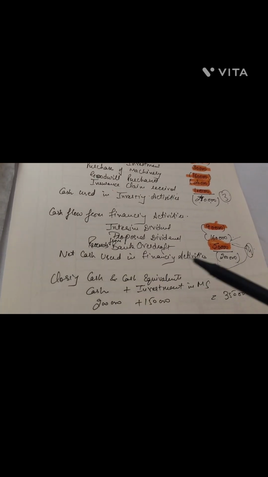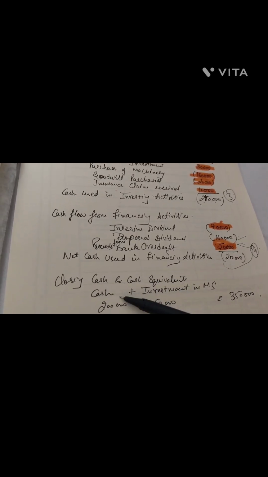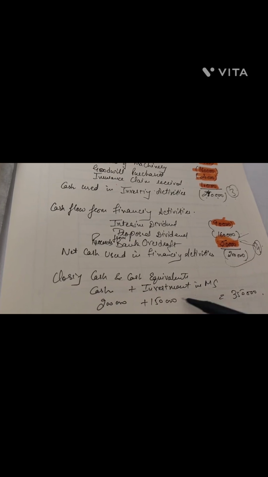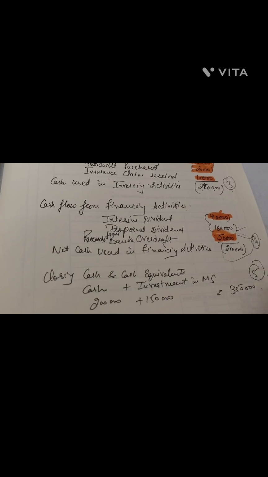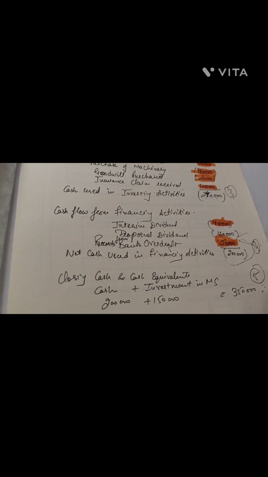Lastly, the question asks about the closing balance of your cash and cash equivalents. I've already told you that cash in hand plus investment in marketable securities gives you a balance of 3,50,000. So here is how we have answered the 5 parts of the given question.